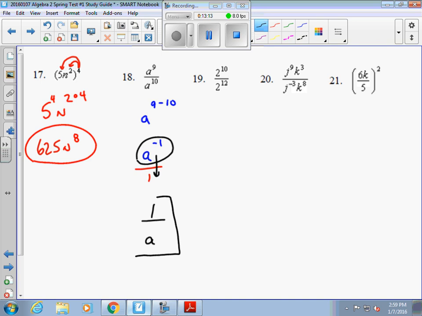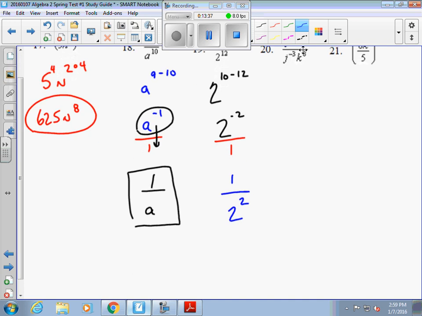1 over a. 2 to the 10th over 2 to the 12th. Same concept as number 18, except now instead of variables, you have numbers. Same base, though. They're both 2. So you have 2 to the 10 minus 12, which is 2 to the negative 2, which again has to ride that elevator down. 1 over 2 to the 2nd power, it's now positive, which is 1 over 4, 1/4.